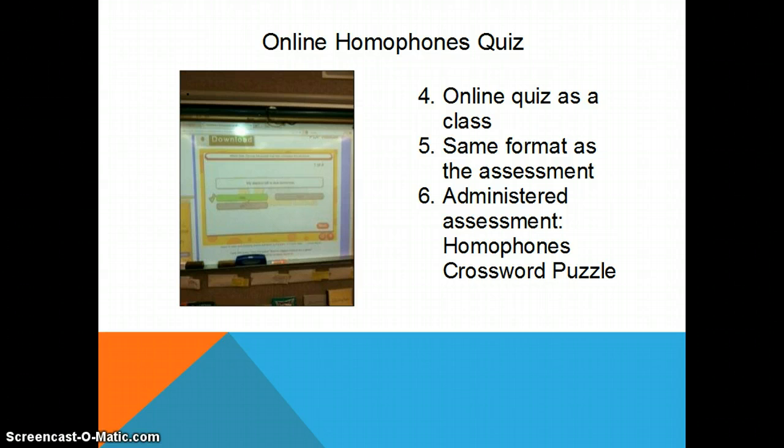This was the same format as the assessment that I had at the end, because I had actually created the assessment according to this quiz that I had found.